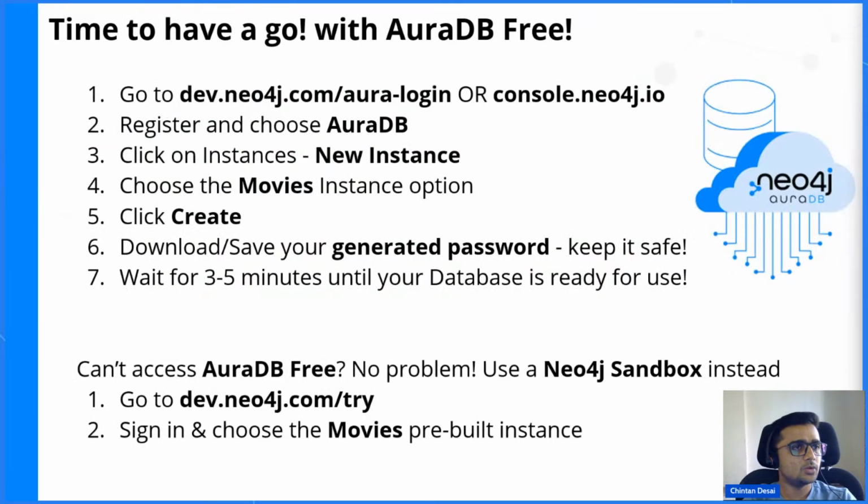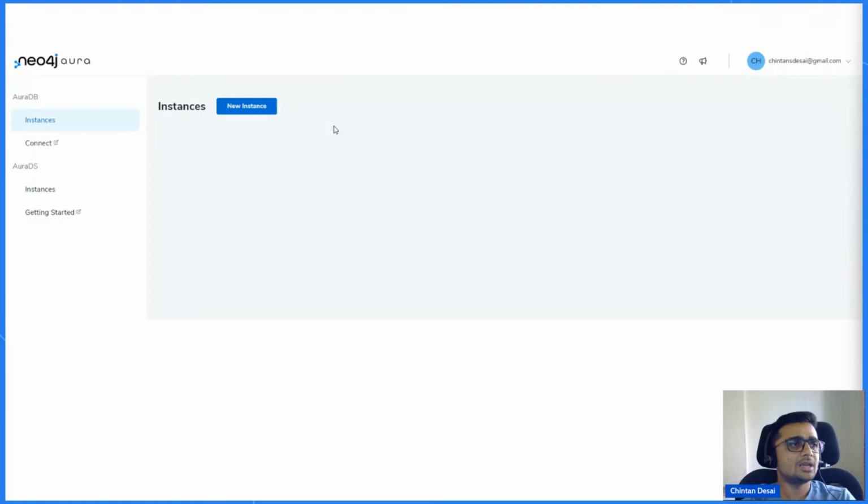When you go to the Neo4j Aura login or console.neo4j.io, you will see a link where you can register and then go to the Aura DB. Once you are logged in, you will see a screen like this. I'll wait for 30 seconds or a minute so that you can register yourself. It's a matter of a few clicks and filling out a few fields like your email ID and password, and then you register. Once you register and log on, you are on this page where you see this button.